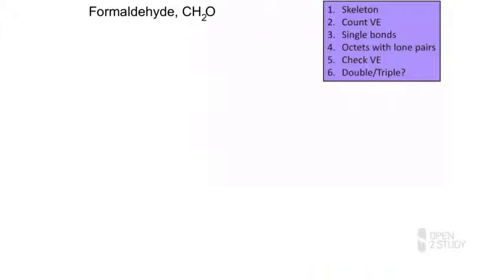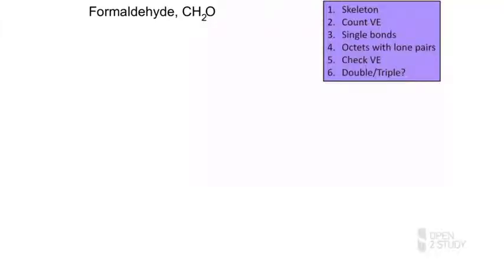Our first example is going to be formaldehyde. It's a nice small molecule for us to work on. You may have heard of formaldehyde before. You find it in biology labs. It's that liquid that they store awful looking biological specimens in to preserve them, prevent them from going off. That's the stuff that they've used in the past.